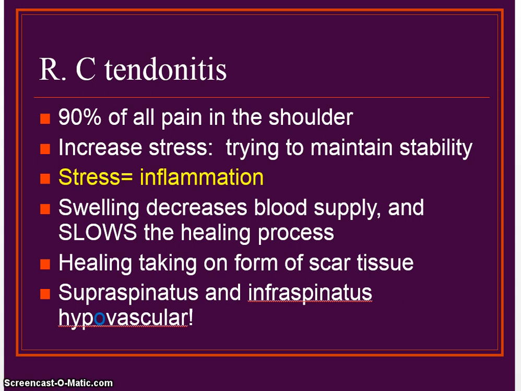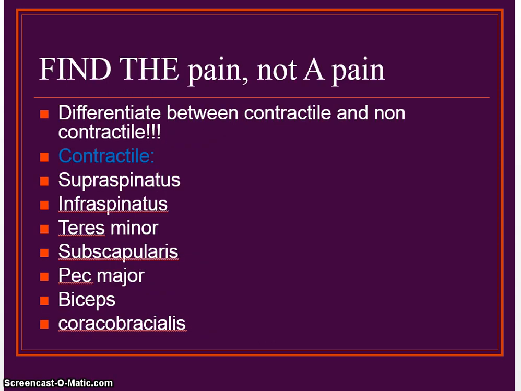Okay? Supraspinatus and infraspinatus, your supraspinatus tendon, where much of the tendonitis takes place, is hypovascular. I have the O in blue there, meaning low. It does not have that good blood supply. And so one of the things you need to do when evaluating the shoulder is you have to find the pain, not a pain, so that you can concentrate your efforts on a specific structure. And one of the things you need to do is differentiate between contractile and non-contractile units.